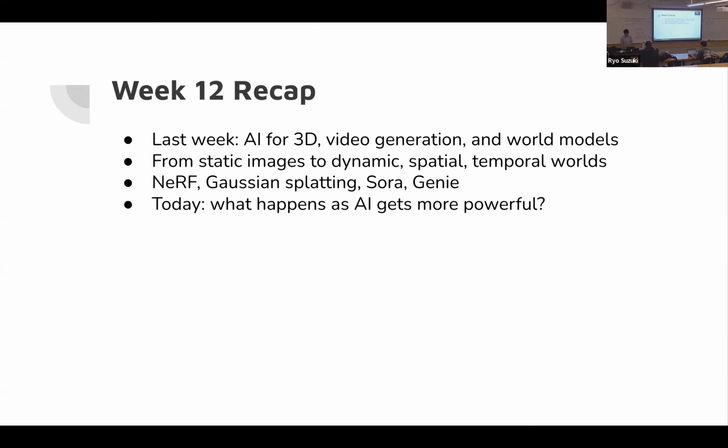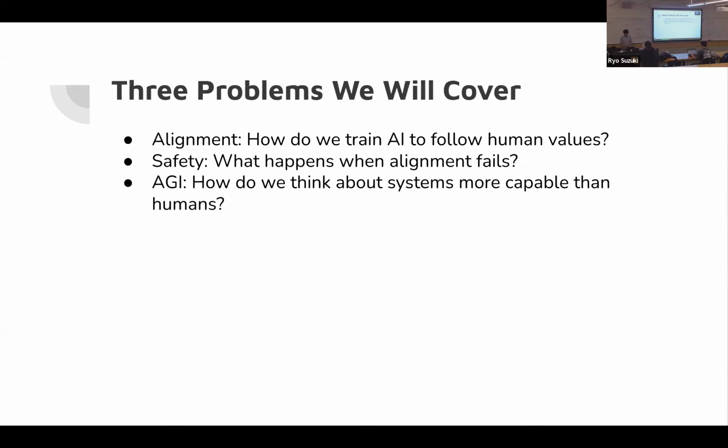So this is what we did a week ago, as a recap. We're going to cover basically three things. The first one is alignment, which means how we train the AI to follow human values. The second one is safety: what happens if the alignment fails? How can we control it? How can we make the AI safe? And then also AGI: what is the definition of AGI, and what is the timeline too?